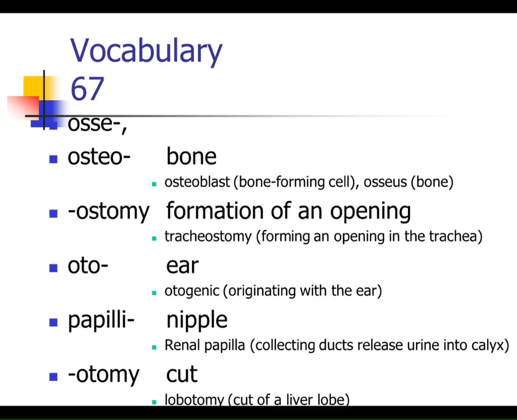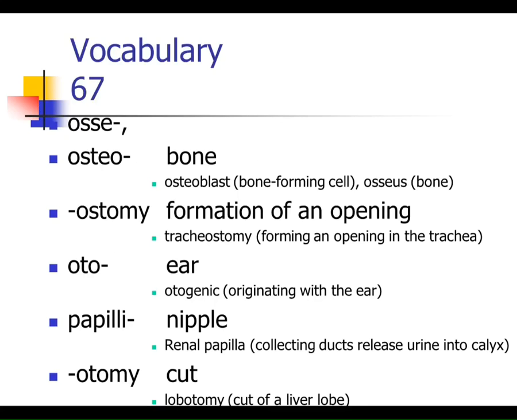Osteo, we've seen this one a lot. Osteo referring to the bone. Ostomy, formation of an opening. So tracheostomy, the opening of the trachea to restore the airflow. Oto, if something is for the ear, it'll say otic drops, right? Drops for the ear. Otogenic, something that would be originating in or with the ear.